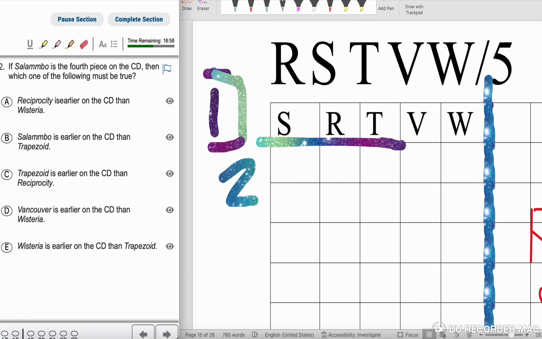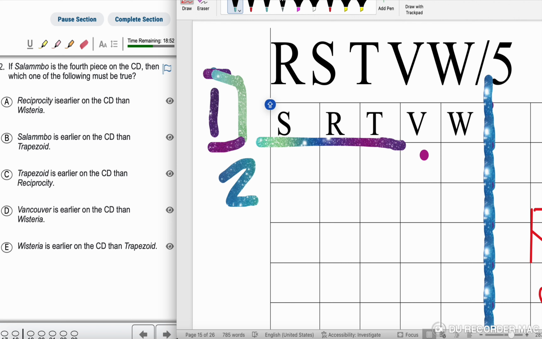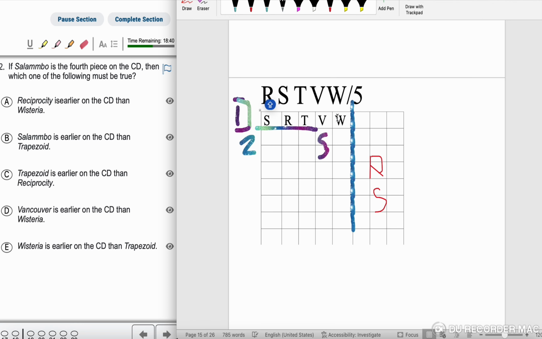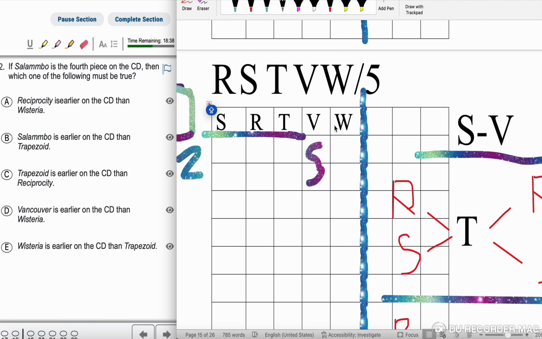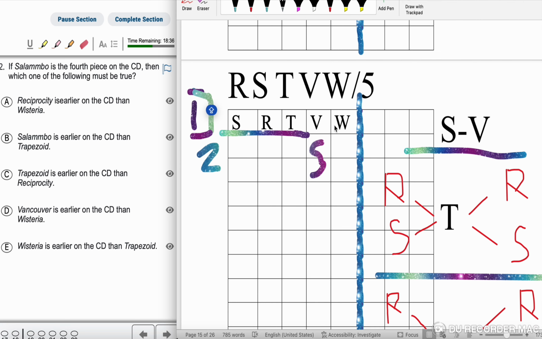Number 2, if S is in the 4th piece on the CD, then which one of the following must be true? So this is going to be the 4th piece right here. What I'm going to do right now is put a letter S and draw it in. So in this game board, you're going to see that the letter S is going to be in the 4th slot. And with that being said, I'm going to make sure that it meets the conditional rules.